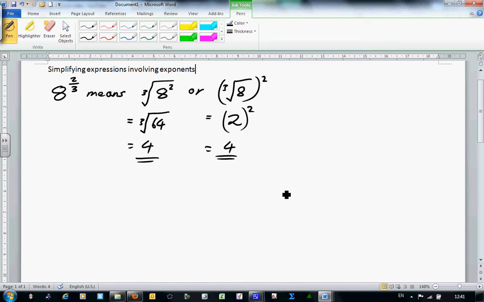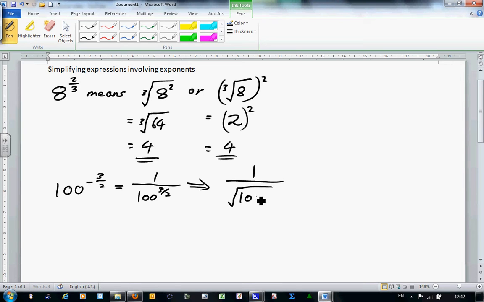What about, let's say, 100 to the power of negative 3/2? And it's negative as well. First things first, the negative, we'll take it as a fraction. So it's now 1 over 100 to the 3/2. Now this will give us 1 over, now the denominator is the root, so I've got 100, and the numerator is the power. Okay, so that's what it looks like.